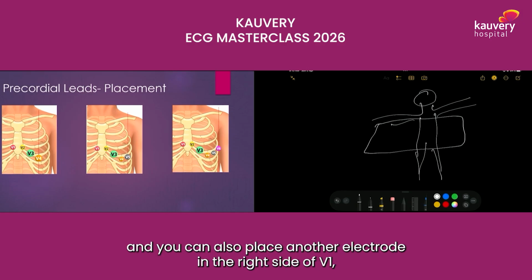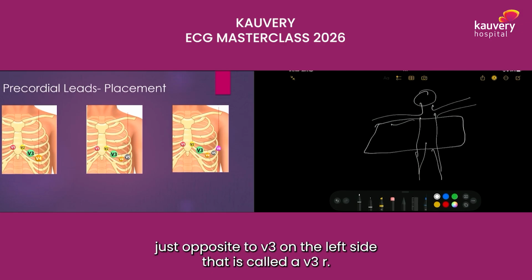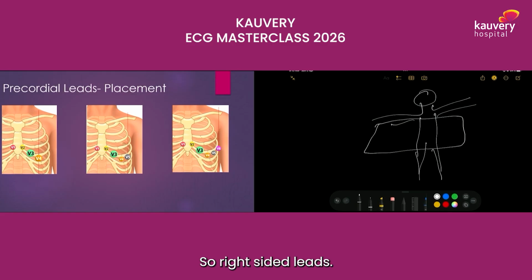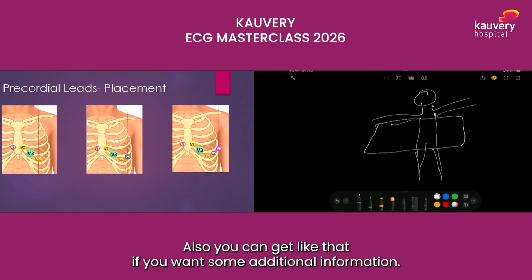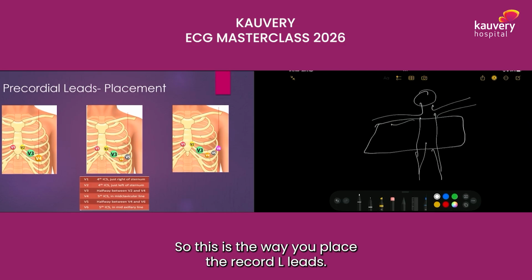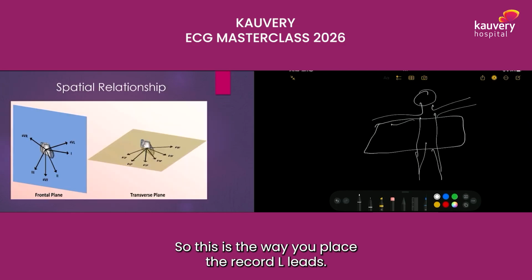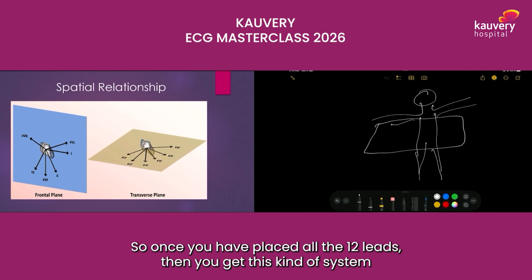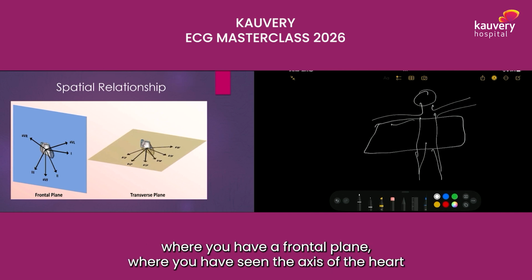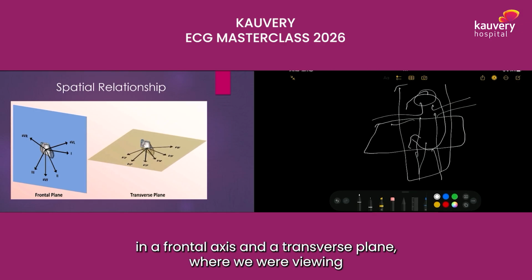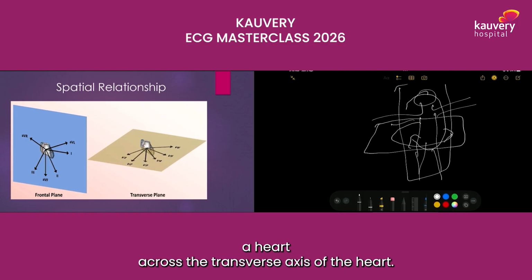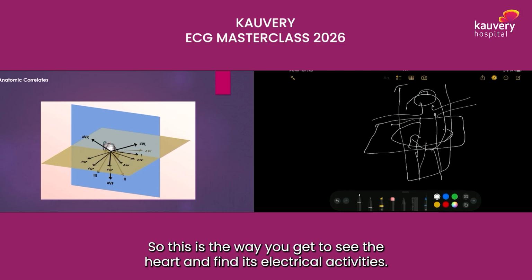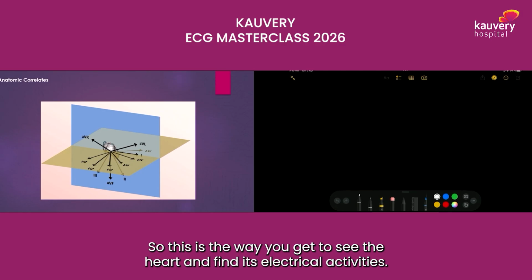You can also place another electrode on the right side of V1, just opposite to V3 on the left side. That is called V3R. So right-sided leads also you can get like that if you want some additional information. This is the way you place the precordial leads. Once you have placed all the 12 leads, you get a frontal plane where you are seeing the axis of the heart in a frontal axis, and a transverse plane where we are viewing the heart across the transverse axis. This is the way you get to see the heart and find its electrical activities.